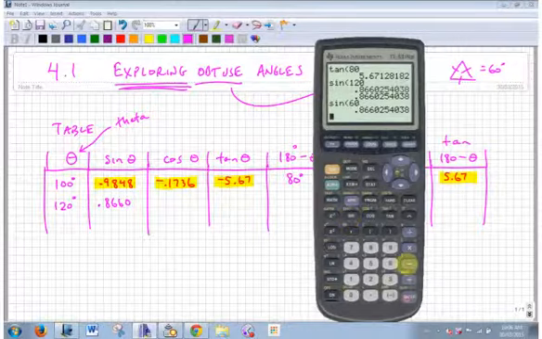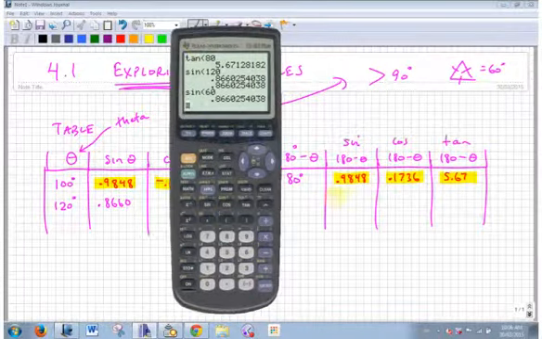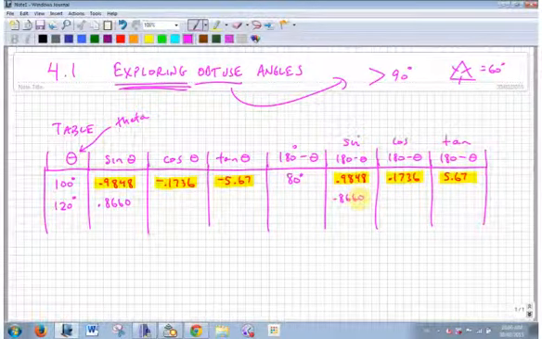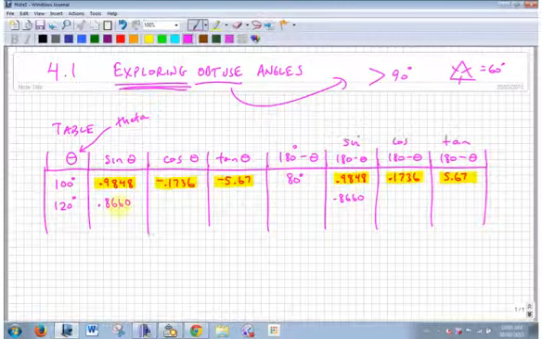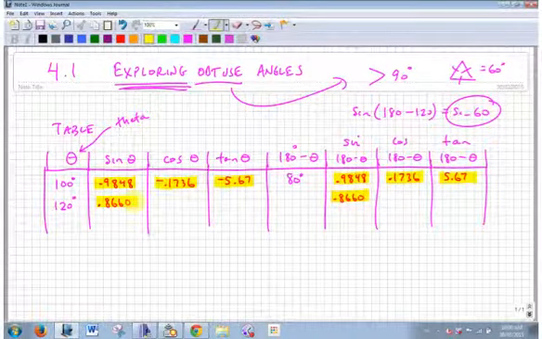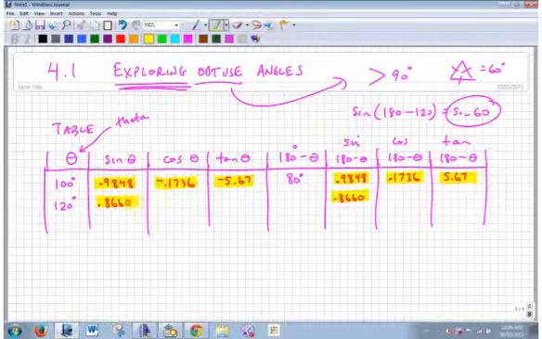You think? Could it be? Yes, it could. Sine of 120 is 0.866. The sine of 180 minus 120 is 60. What's the sine of 60? The same thing. Okay? That's the pattern we're trying to create here.